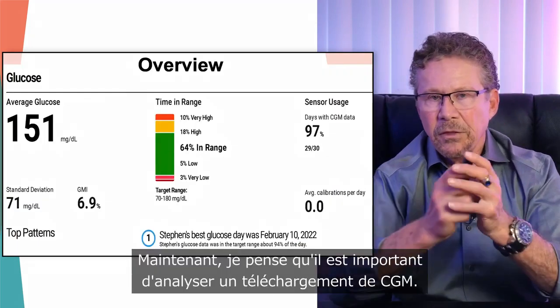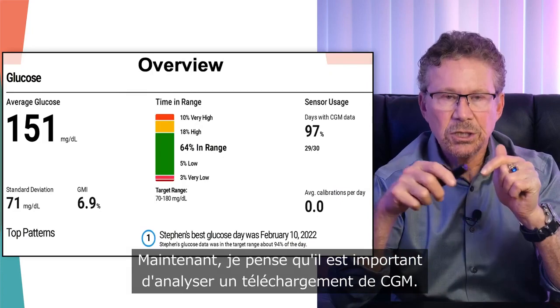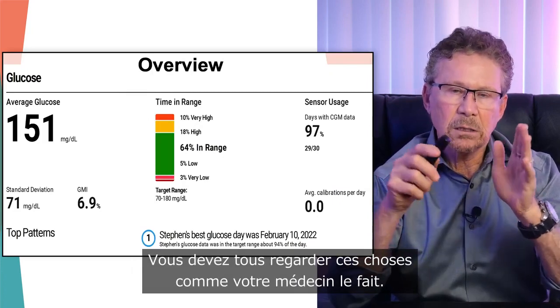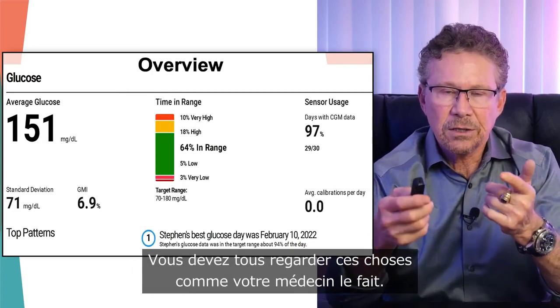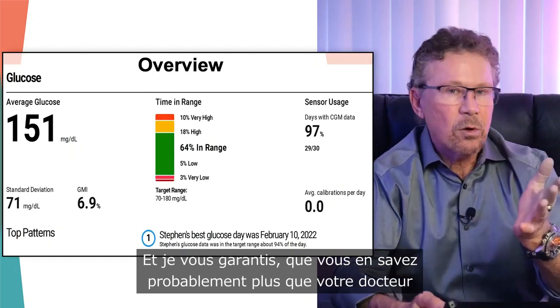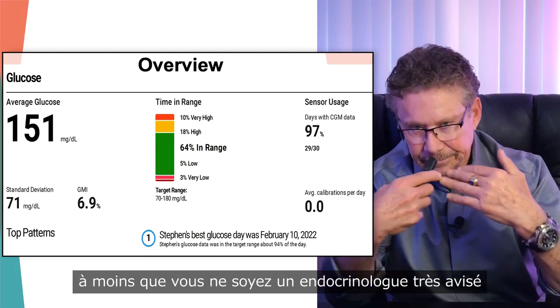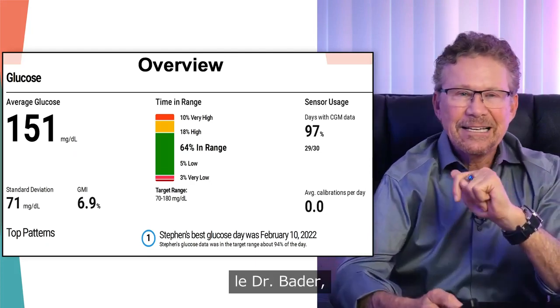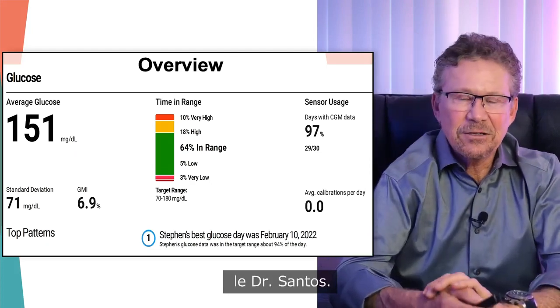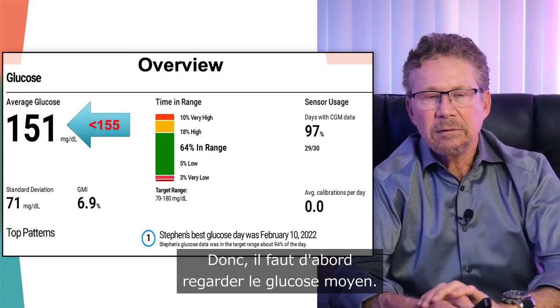Okay, now I think it's important to go through a CGM download. You all need to look at these things like your doctor looks at these things. And I guarantee you, you probably know more than your doctor, unless you're a really savvy endocrinologist like myself or Dr. Pettis, Dr. Bader, Dr. Santos. So first you want to look at the mean glucose.